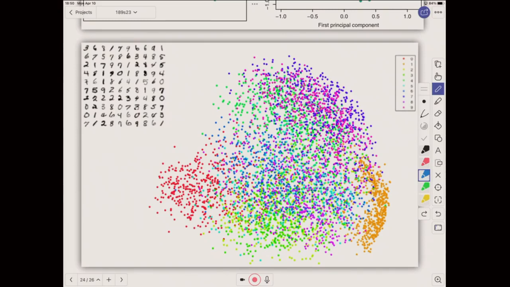But even in this example, you can see some digits are pretty easy to separate. Specifically, let's look at the zeros and the ones. Remember that the zeros are the red points, and you can see that most of the zeros have projected to this part of the image. The ones are the orange points, and you can see that most of the ones have projected over here. So it looks to me like even in two-dimensional space, you still retain enough information to distinguish zeros from ones, which is impressive. If you want to distinguish all 10 digits, though, maybe you need 20 dimensions. Maybe you need 40.